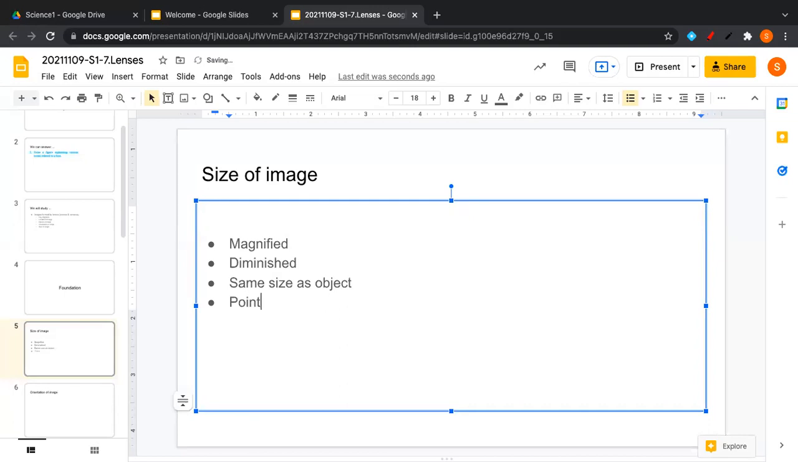Right? So when we think about the size of an image, the image can be magnified, that is bigger than the object. It can be diminished, that is it can be smaller than the object. It can be of the same size as the object, or it can be so diminished that it is just a point image. These are the terms that we have already studied and we are going to use in this section. Magnified, diminished, same size, and point.